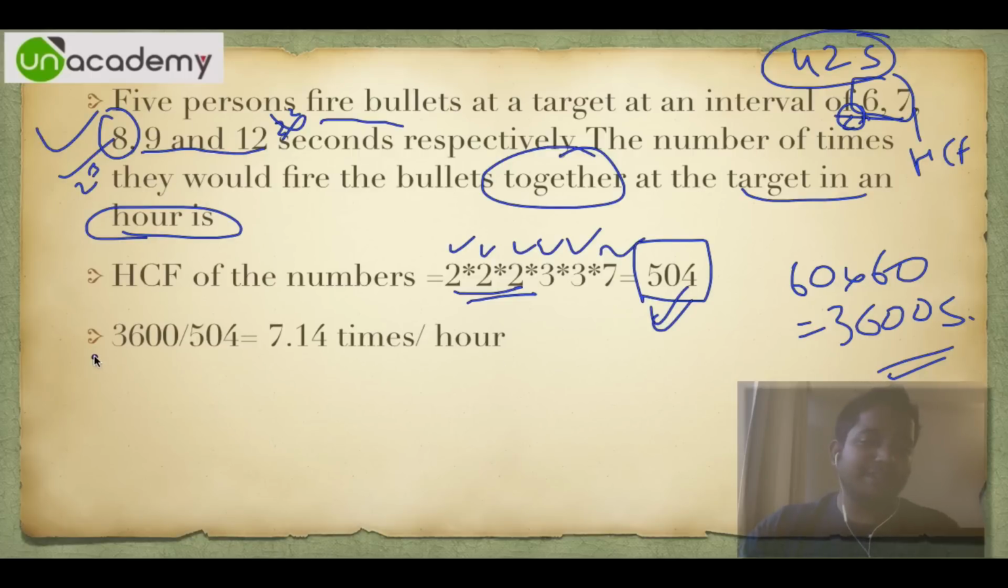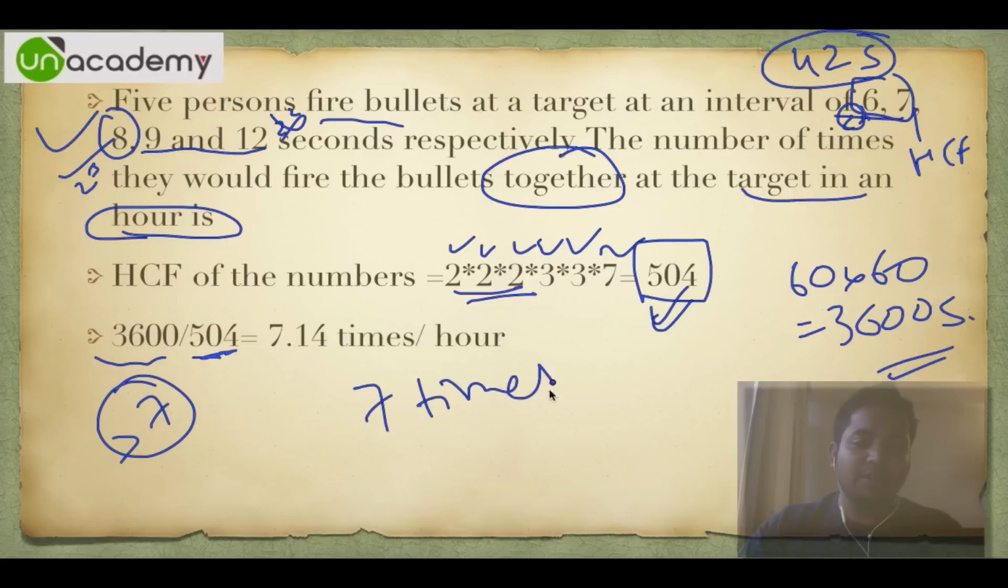So you just divide 3600 by 504. The answer will be something more than 7, so they will be striking 7 times per hour. You can't say 8 times because the answer is less than 8 and it is more than 7. So the answer is 7. It just took me 30-40 seconds maximum. It will not take you more than a minute to solve this approach.